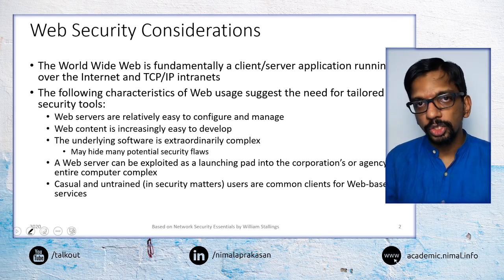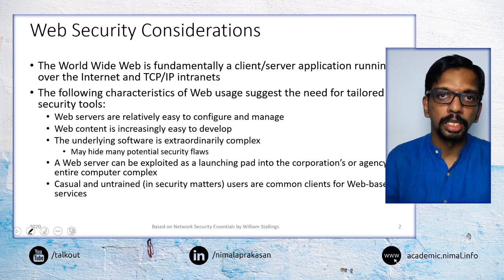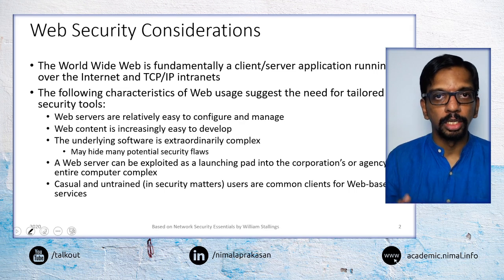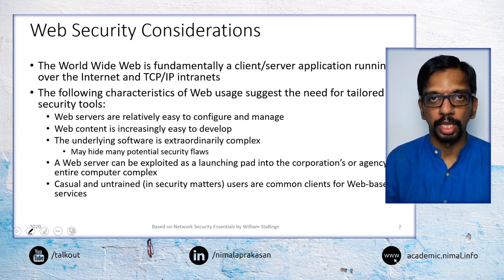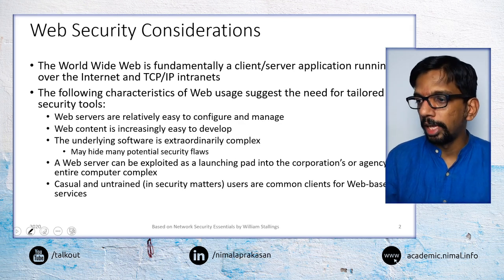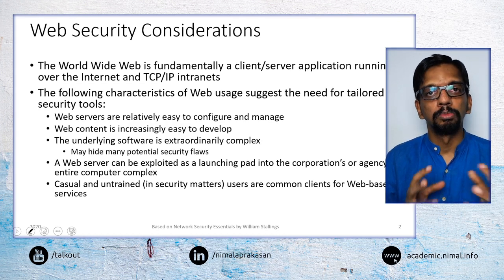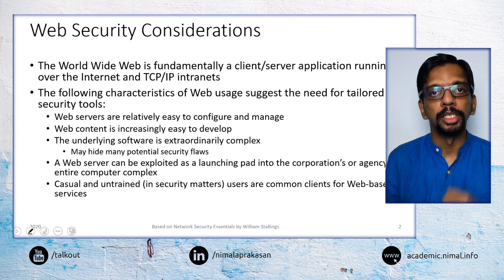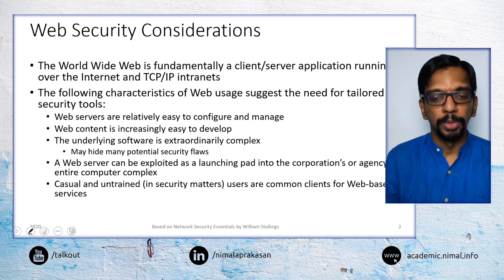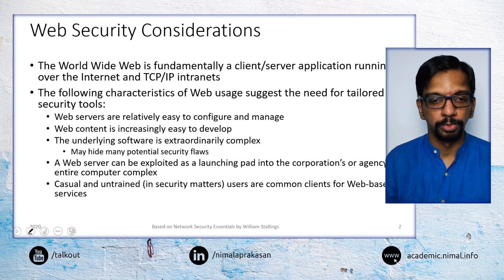But the underlying software, the underlying web server software, and, say, for example, the client server software, the web browsers, are fairly complex to cater to the type of communications and traffic that we have on the World Wide Web. And because they are fairly complex software, they can also have somewhat complex security architectures, which in turn leads to potential security flaws. Because of the complexity of these systems, there is potential for security flaws.